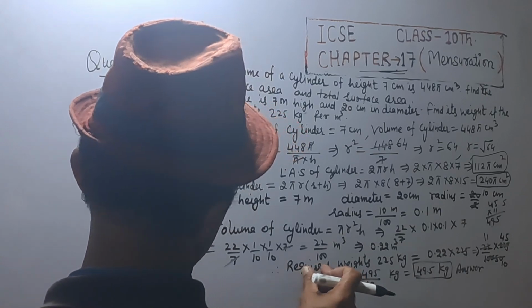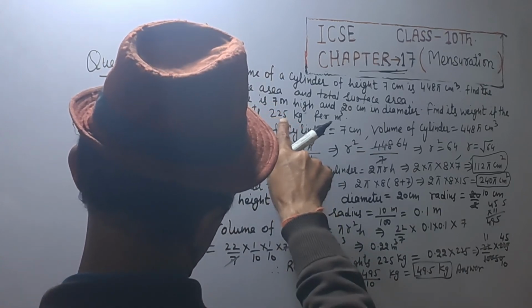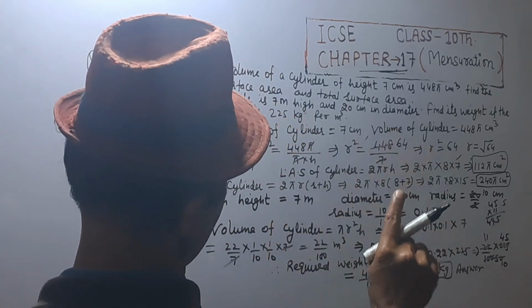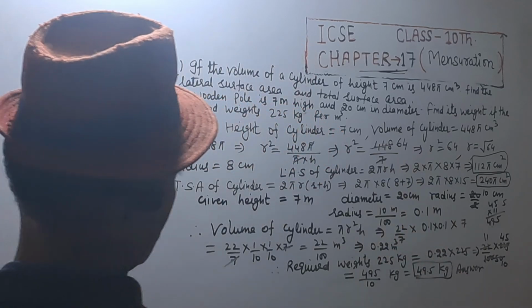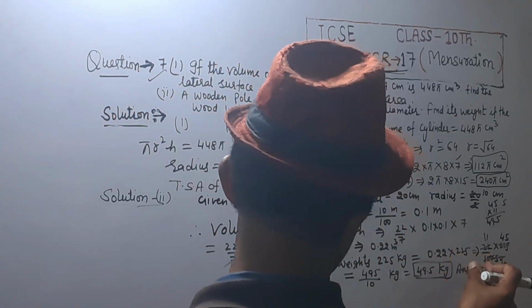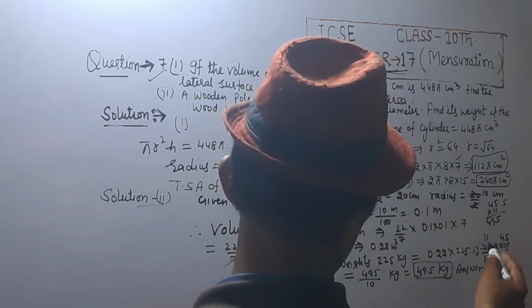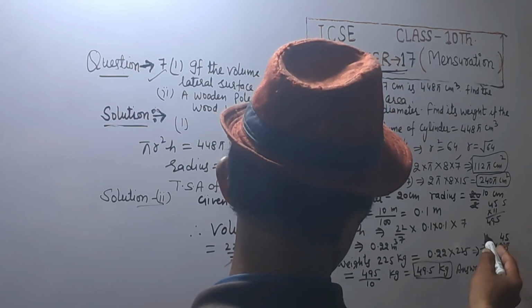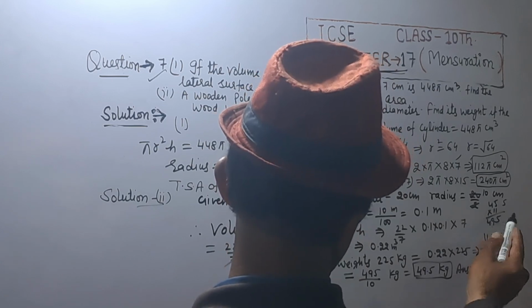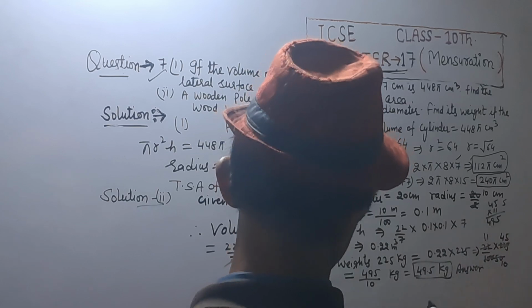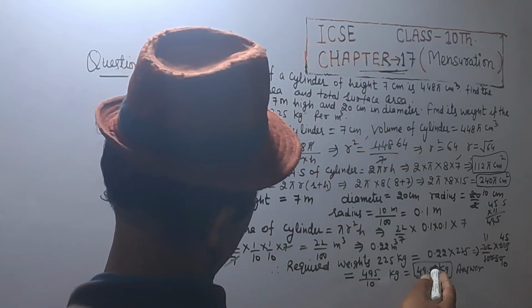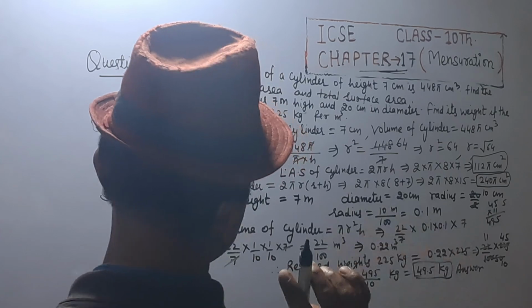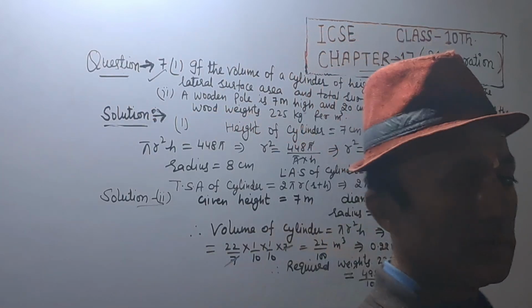And required weight is equal to 225 kg per meter cube, that is 0.22 multiplied by 225, we get 45 into 11, that is 495 divided by 10, so we get 49.5 kg. Answer. Thank you.